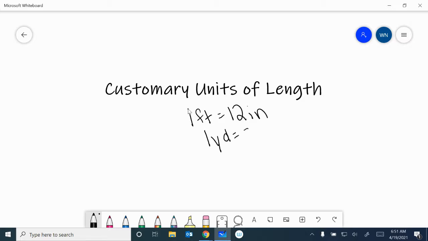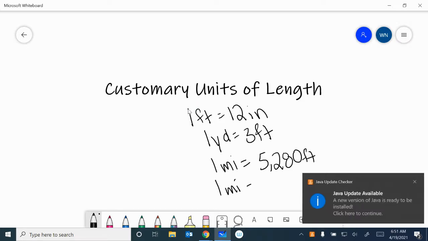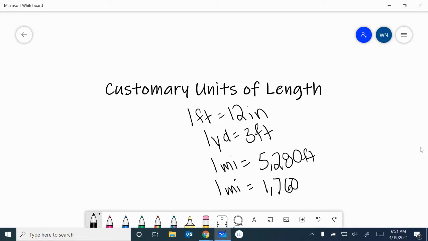1 yard equals 3 feet. 1 mile equals 5,280 feet. And 1 mile also equals 1,760 yards. These are going to be important things to remember. We are going to have to memorize them. So be ready to memorize those as you get ready for your test.